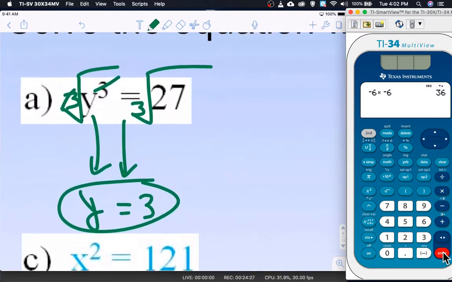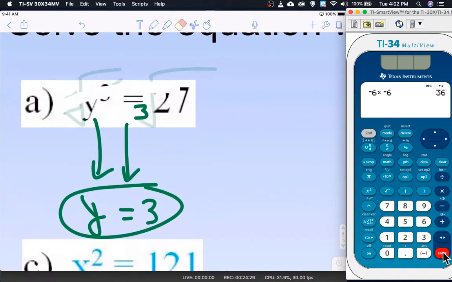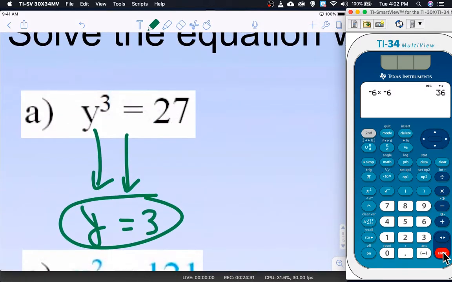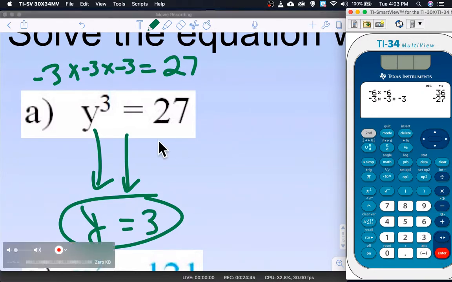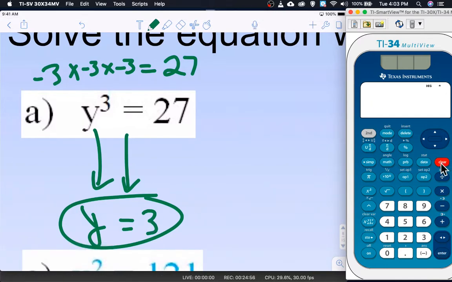Now, that is not a problem with cube roots, because -3 times -3 times -3 is not positive 27. -3 times -3 times -3 is -27. So that doesn't work out. It's what number times itself 3 times equals a positive 27? The only correct answer there is positive 3. Okay?